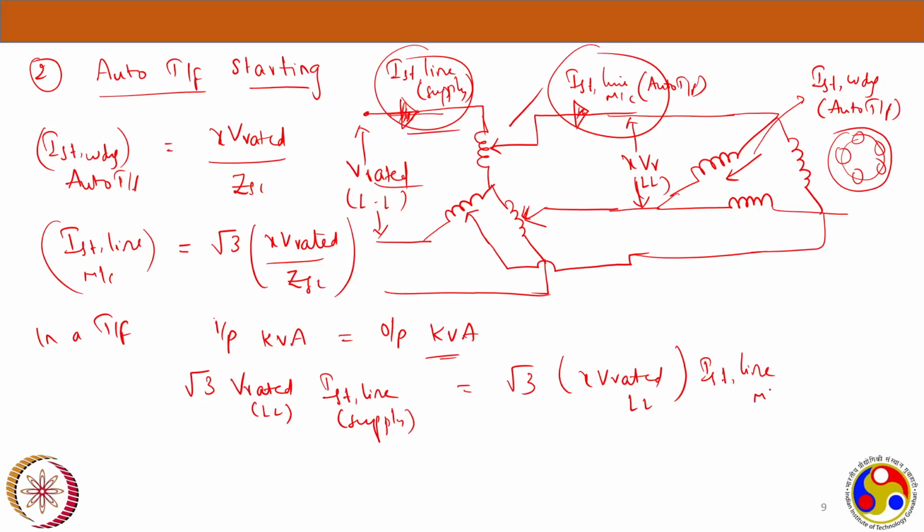Now we need to cancel out this root 3. V rated is getting cancelled, and you are left with the required term, that is the starting current drawn by the supply in case of the auto transformer. X would be there, and you substitute the formula of the starting line current by the machine, root 3 times X V rated by ZSC. So it is X square, X into X.